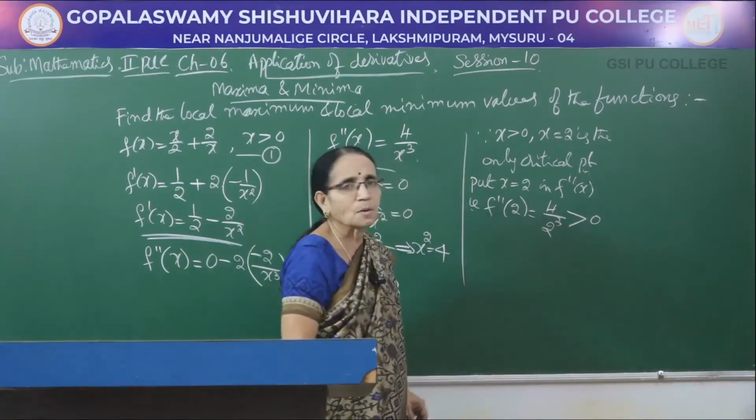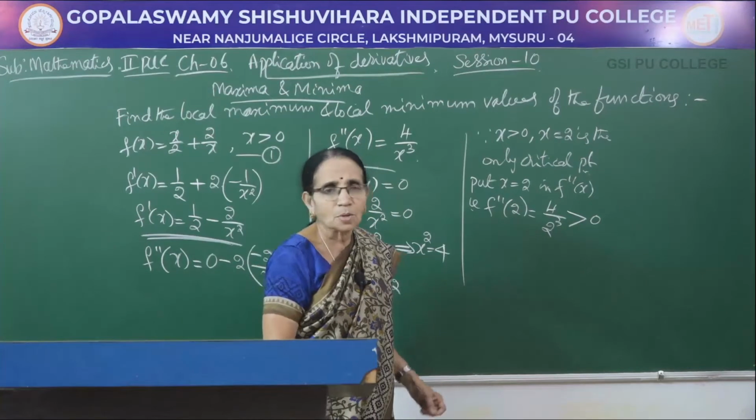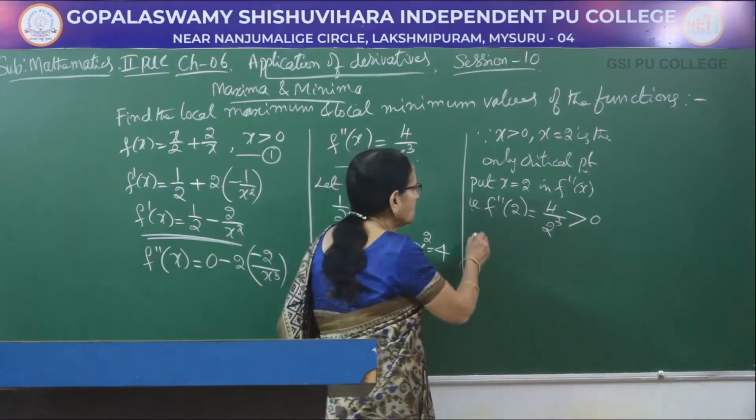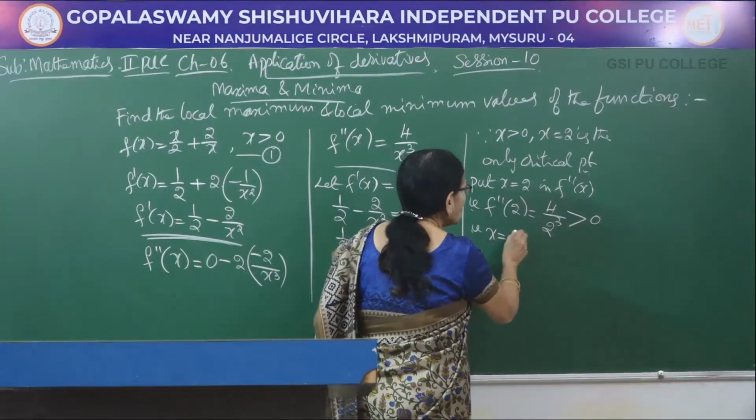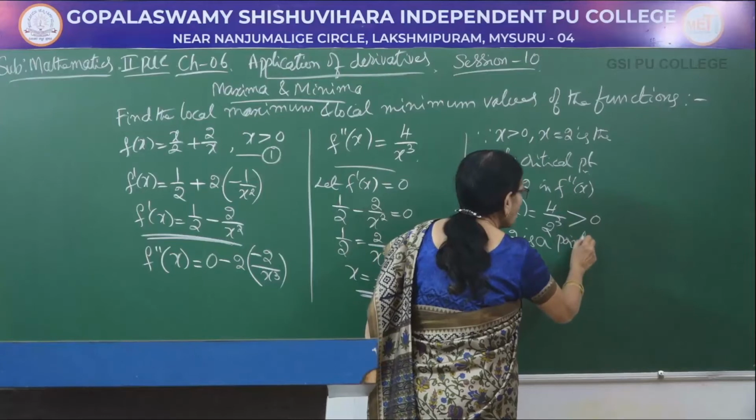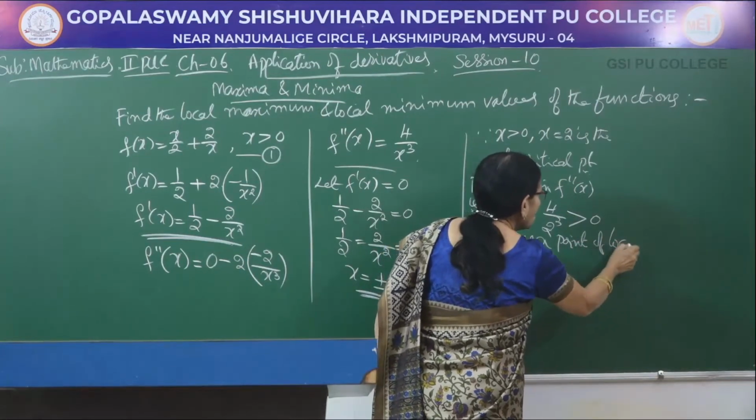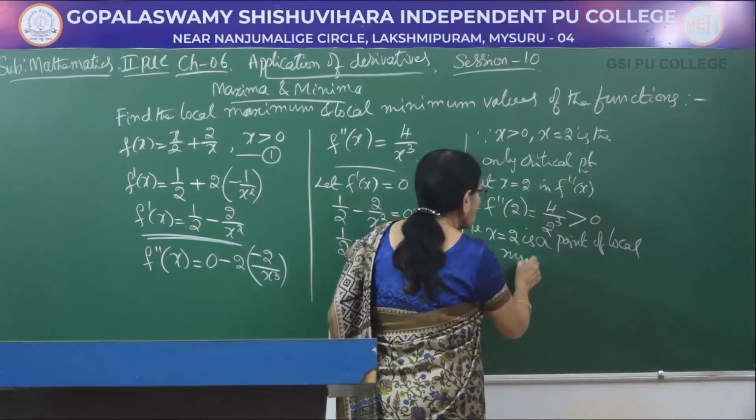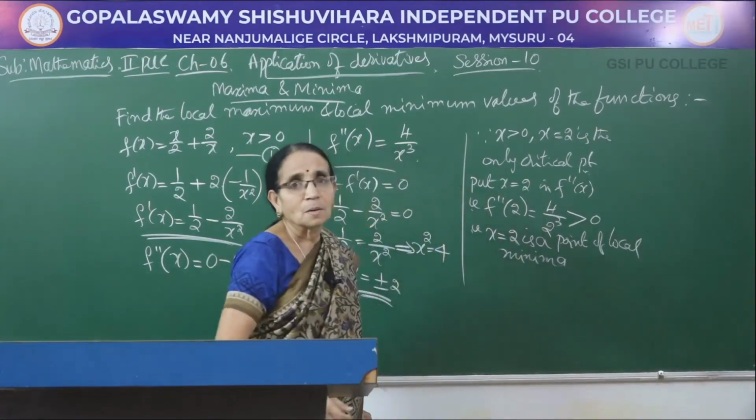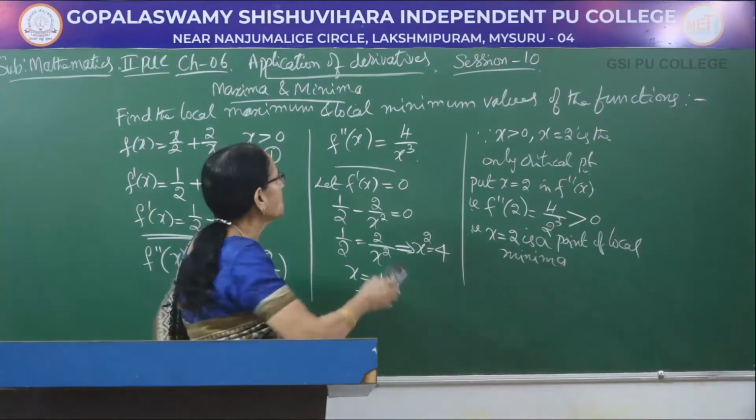So, when the second derivative is positive, what is the conclusion? It is attaining a local minimum value. That is, you write x is equal to 2 is a point of local minima. Or you can write it is a local minimum point.